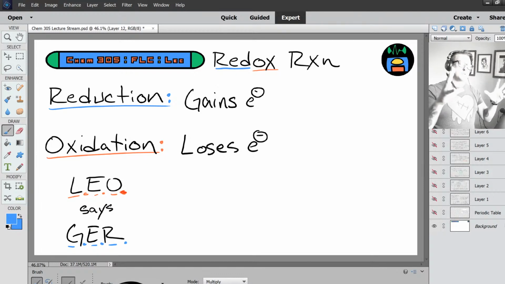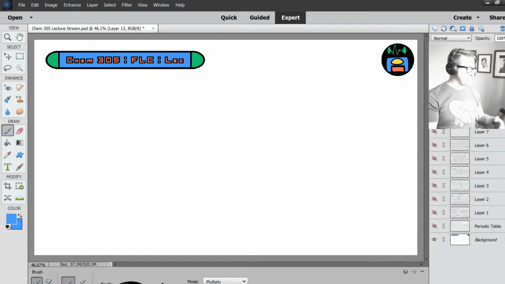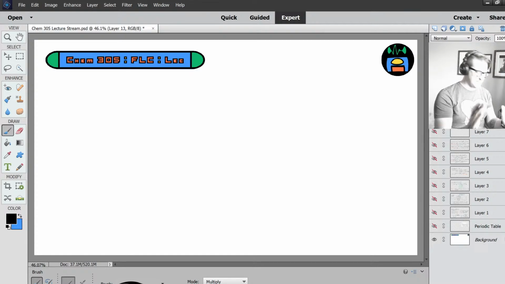So in a redox reaction, something is oxidized, it loses electrons, something else is reduced, it gains the electrons from that thing that's oxidized. So a redox reaction is a reaction where electrons are changing hands, right? So electrons are exchanged in a redox reaction. Let's take a look at an example of a redox reaction. All right, let's see this electron exchange in person.